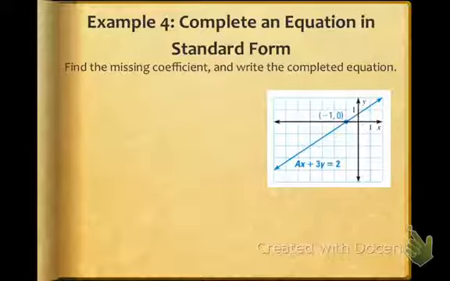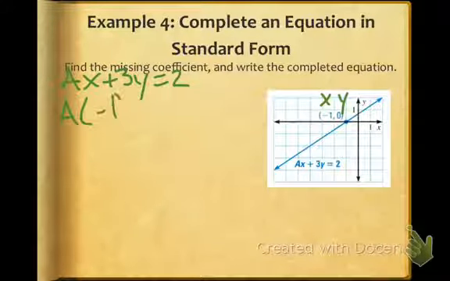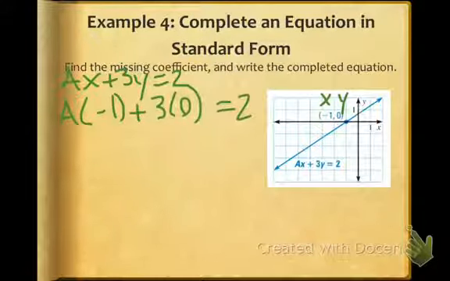Okay, so we know the equation of this line has to be ax plus 3y equals 2. So if we know that much about it, kind of like we did with slope-intercept form, we can use this point, x y, to solve for a, and then plug a back into the equation. So ax plus 3y equals positive 2. Well, I know x is negative 1 when y is 0. So now I want to solve for a.